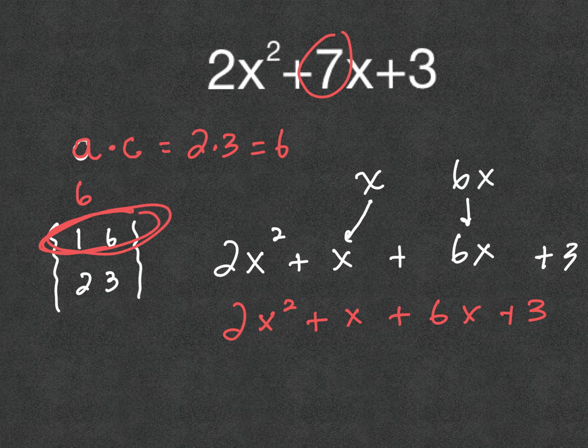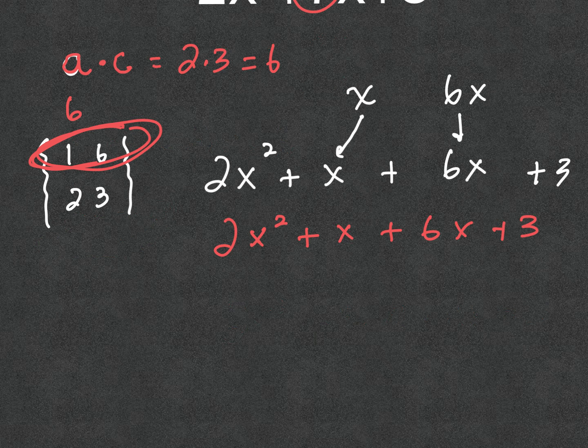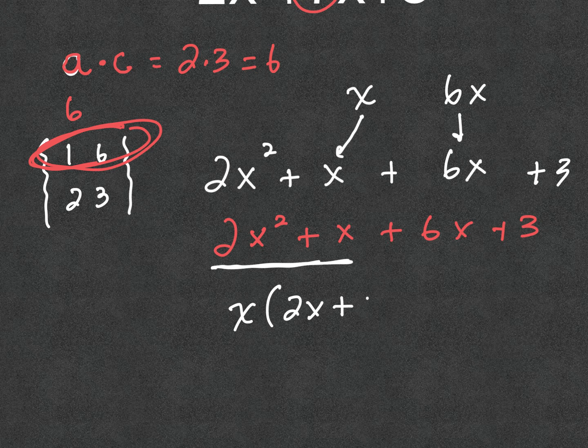Can I factor something out of each one? Yeah, sure. Out of each pair, right? The first two. What can I factor out? I can factor out an x. That's going to give me 2x plus 1. What can I factor out of the next two? I could factor out a 3. That's going to give me 2x plus 1.